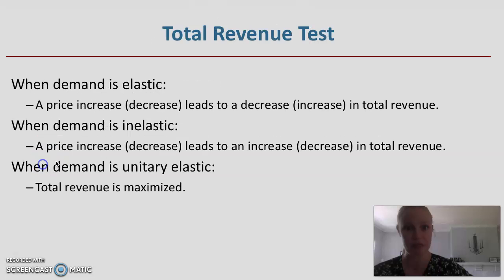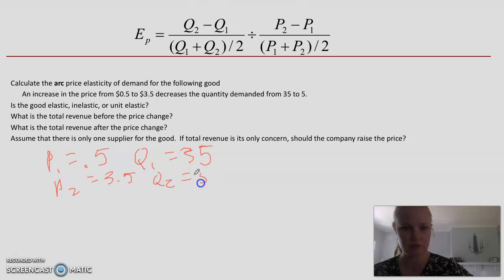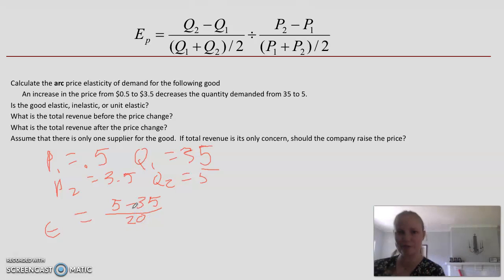All right, so we've got P1 is 0.5, Q1 is 35, P2 is 3.5, Q2 is 5. All right, let's calculate the elasticity. So we've got percent change in quantity over percent change in price. This is going to be 5 minus 35 over 20, I think. I'm going to use my calculator.